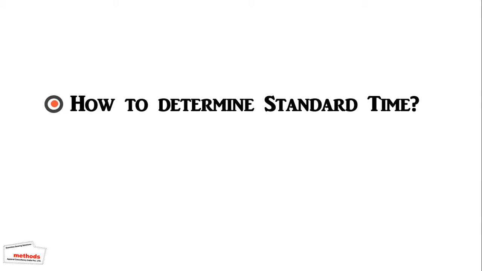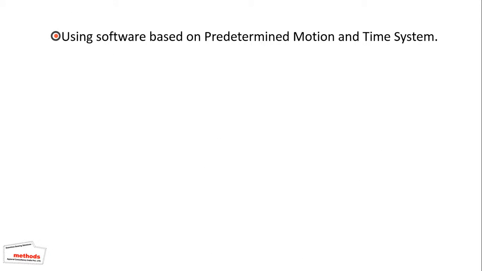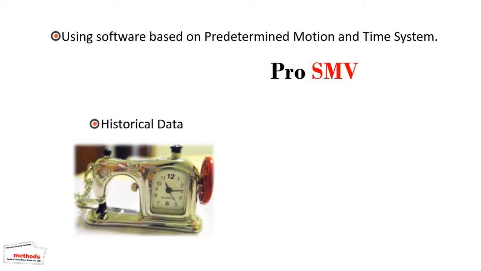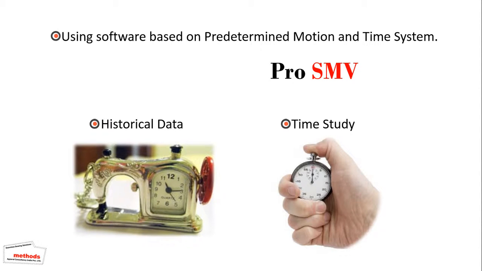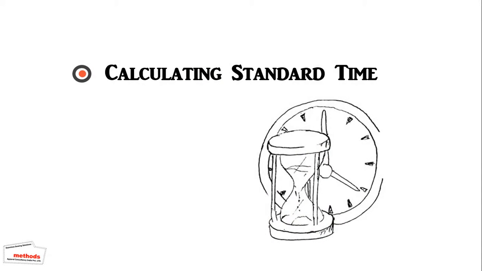We have all heard of the best way of doing it, which is by the use of a predetermined motion and time system, or simply PMTS system based software, just like ProSMV. Other ways are determination through historical data or based on experience, and another way is time study. The method of time study involves studying time taken by an operation in about 5 different cycles with the use of a stopwatch.